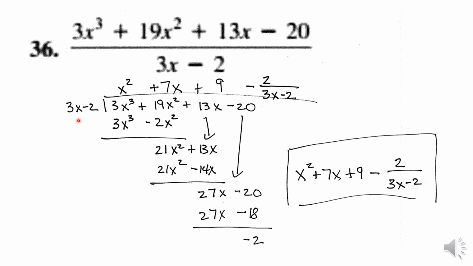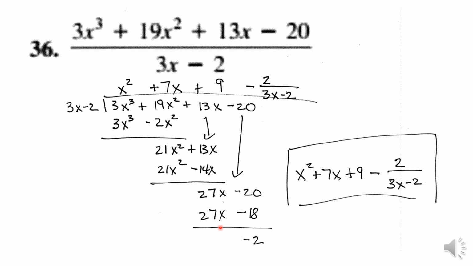Now we will ask the question, how many times does 3x go into 21x squared? The answer is 7x. 7x times minus 2 is minus 14x. And 7x times 3x is 21x squared. We will subtract, getting 27x, and again now we will bring down the minus 20. Then we ask ourselves, how many times does 3x go into 27x? The answer is 9. We will multiply around, we'll get minus 18, and 9 times that is 27.